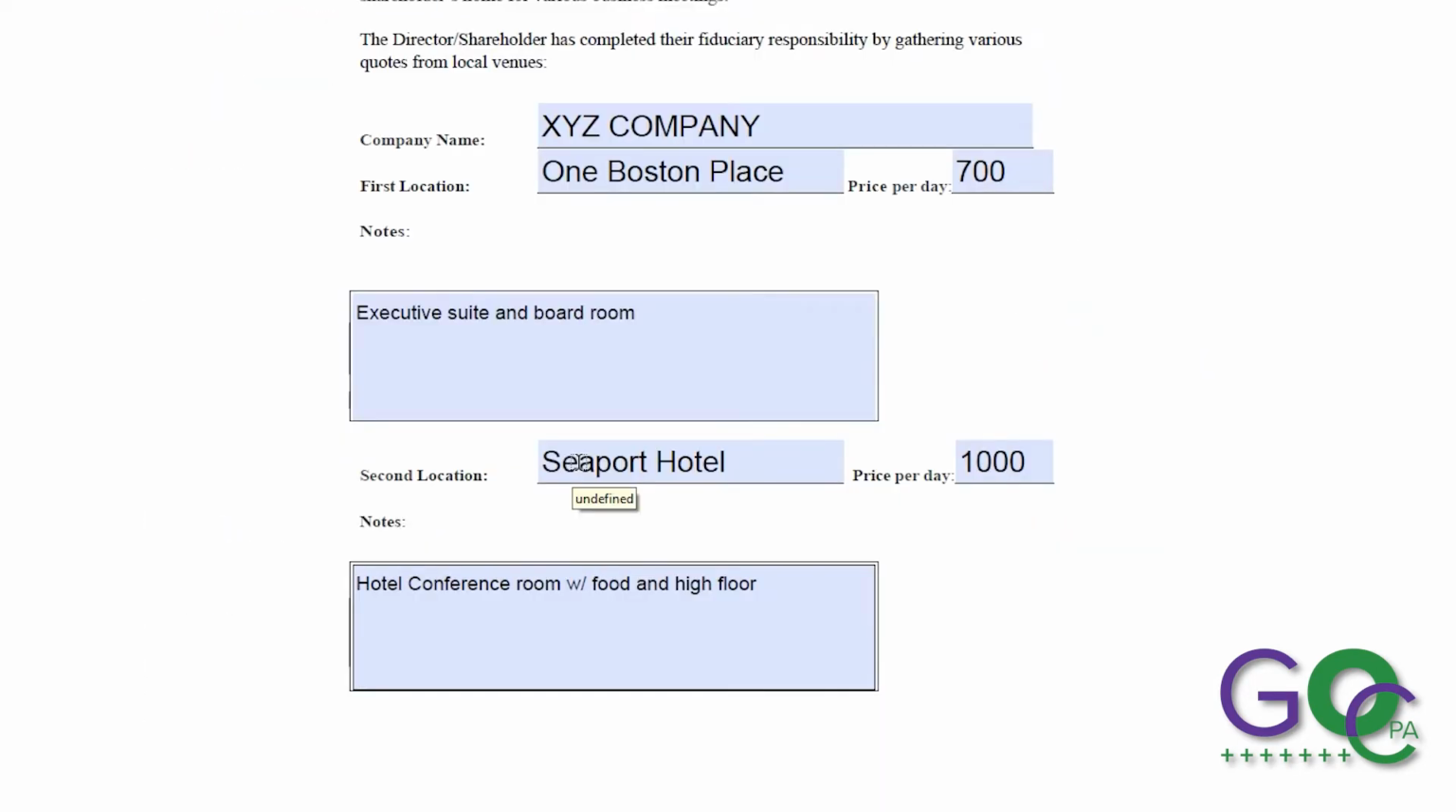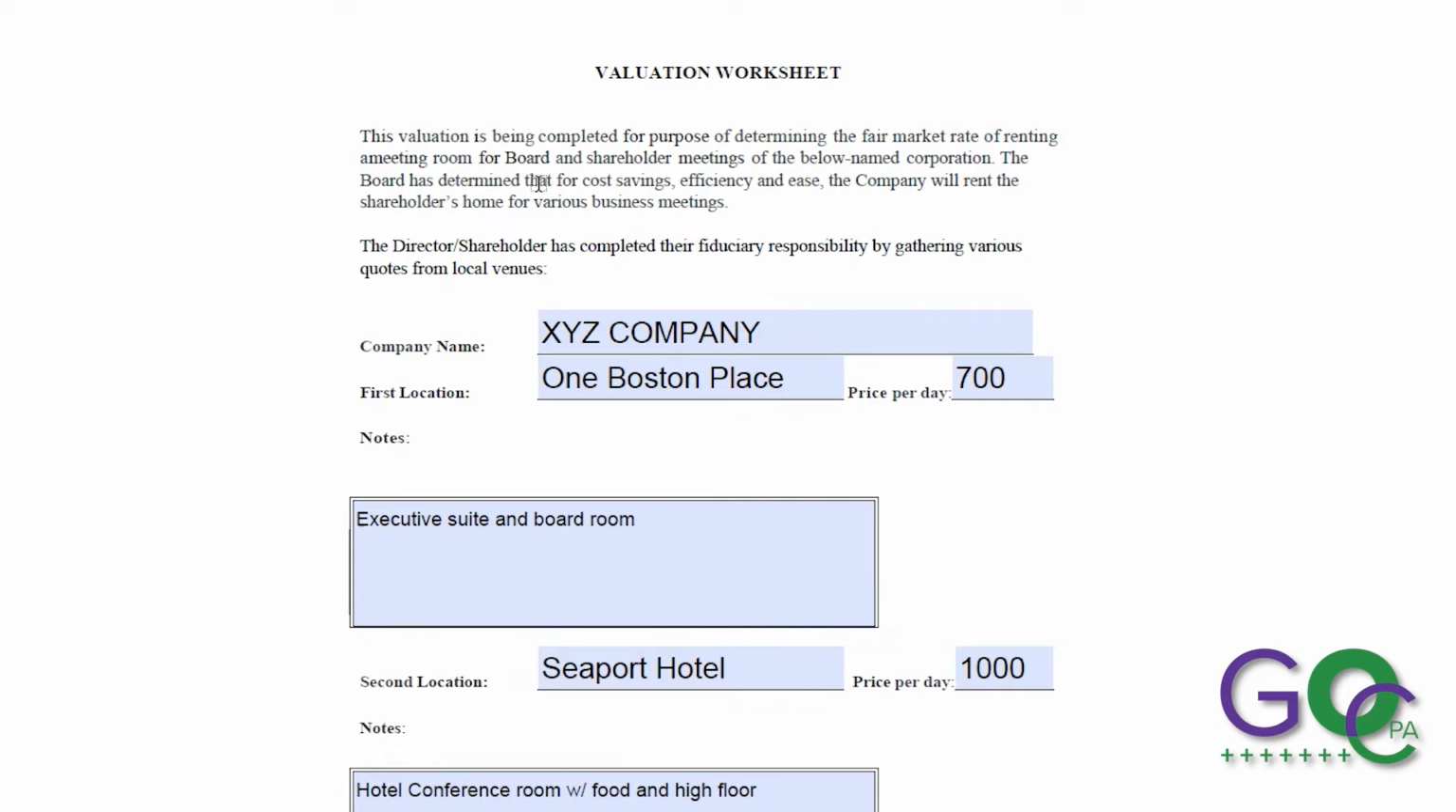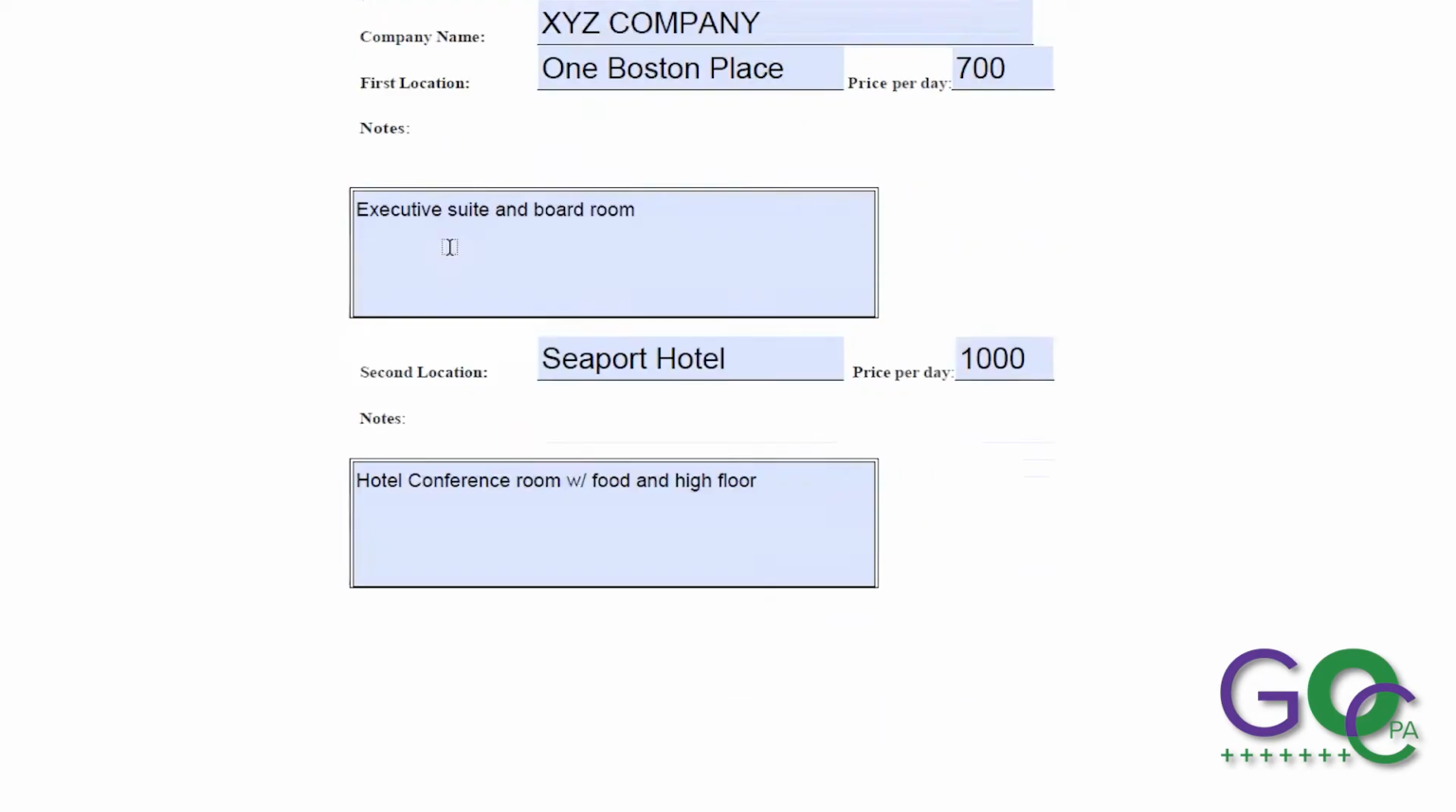So, okay, there we have two quotes, from a hotel and from an office building, of what it would cost to rent out a meeting room for a day. So we know it's between $700 and $1,000 in this zip code where XYZ company is located. So that's great. We feel good about that. That's done. We can put this in the records now, so the board has a record of what the cost should be for the fair market rental of a home.